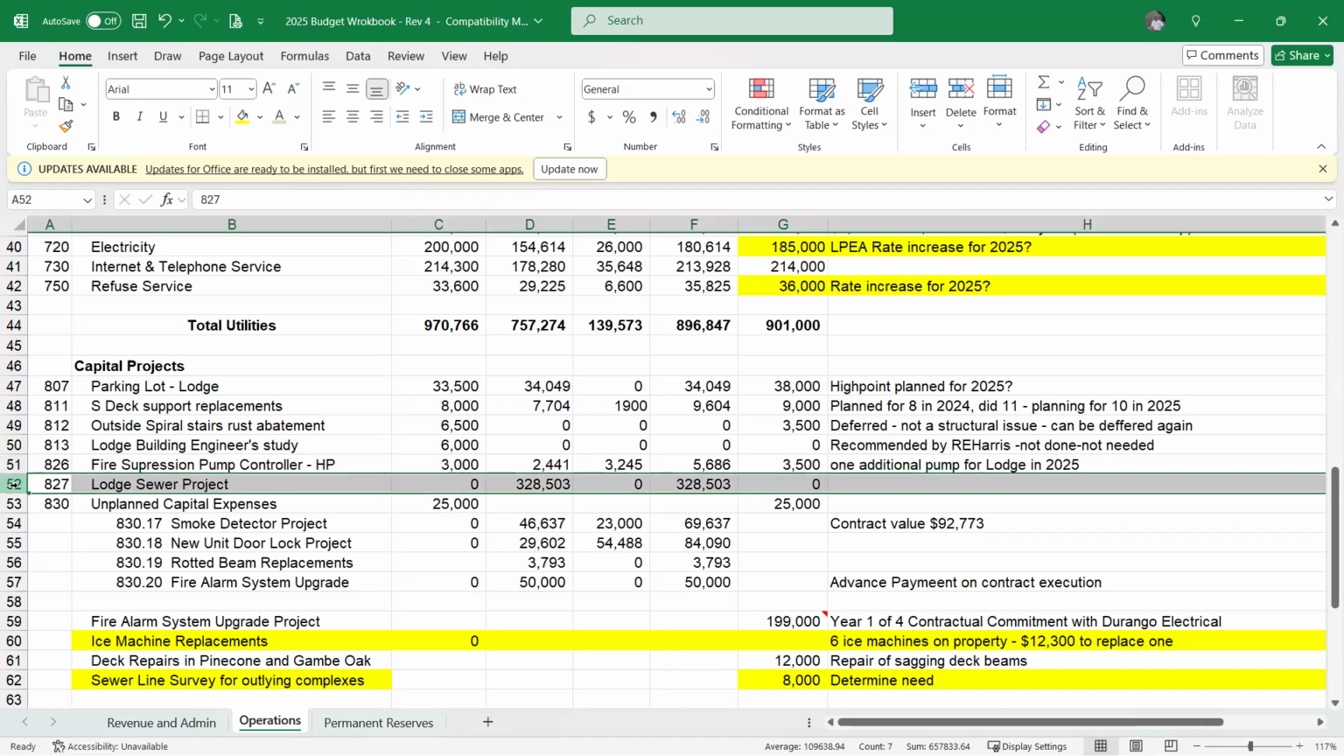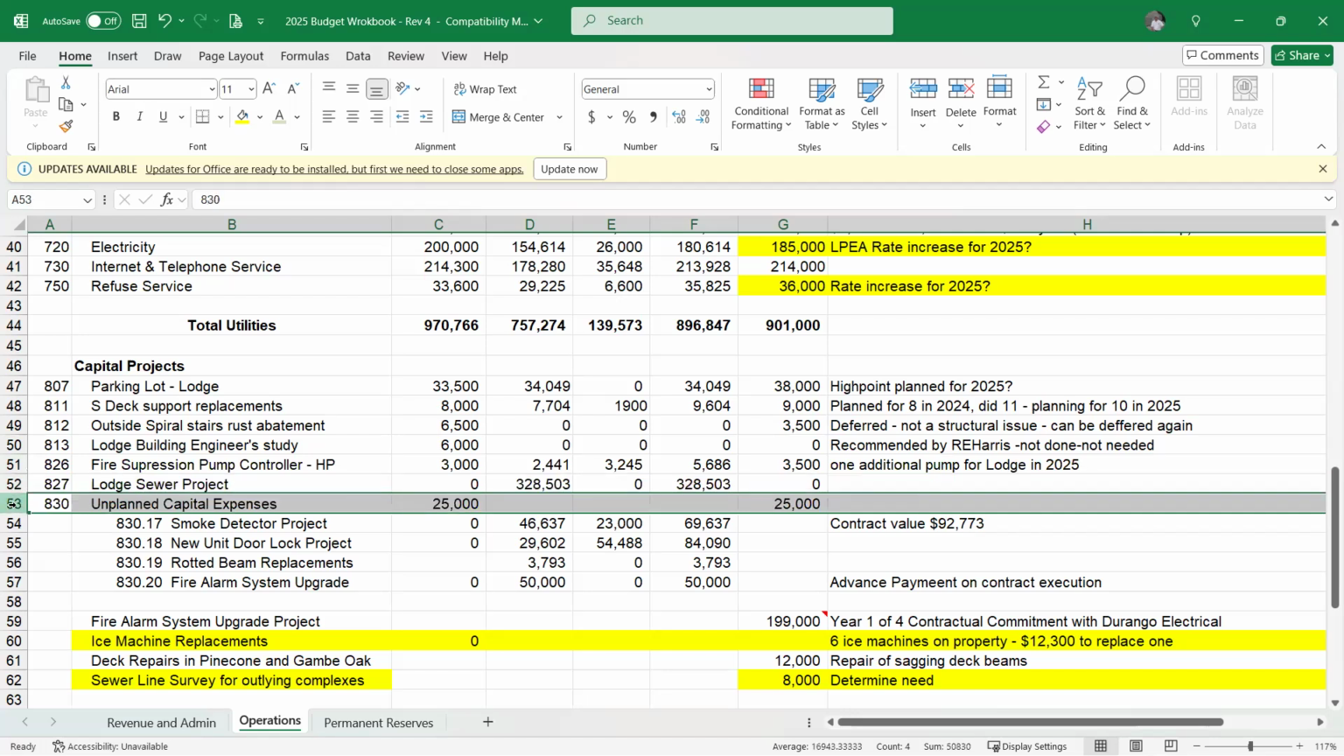Lodge sewer project, everybody knows what that is. It wasn't budgeted. We spent $328,500 on it. Hopefully we're done with that. Unplanned capital expenses. We had a lot of that this year.